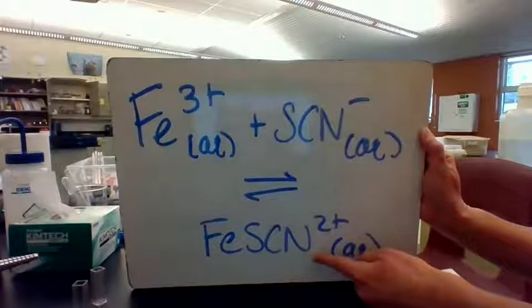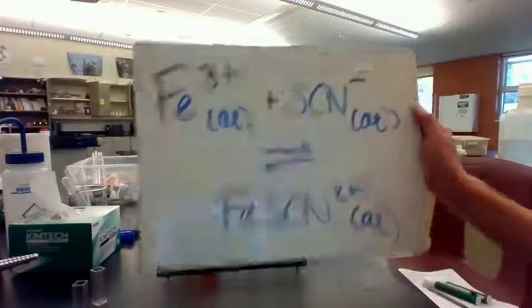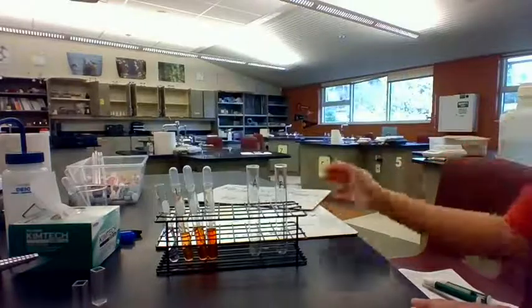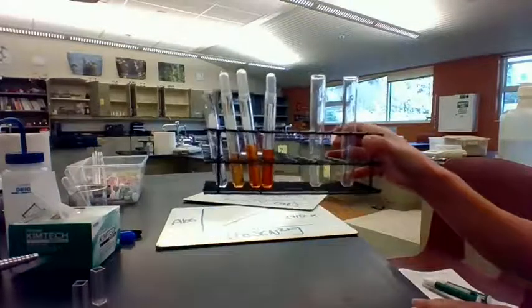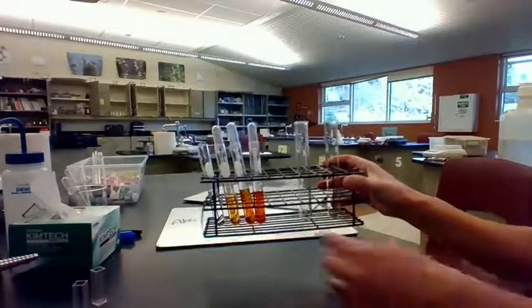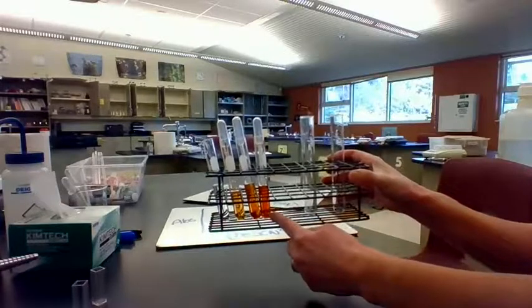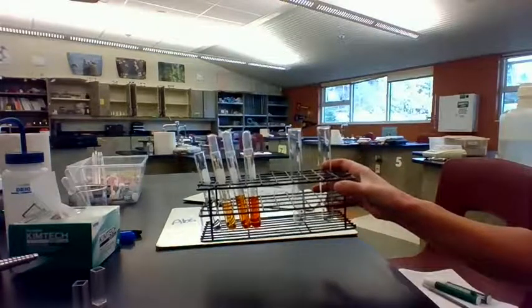It is this kind of red substance. This is what it looks like. You can see some examples right here of that reddish color. And the more concentrated the iron thiocyanate is, the darker the solution is going to be.